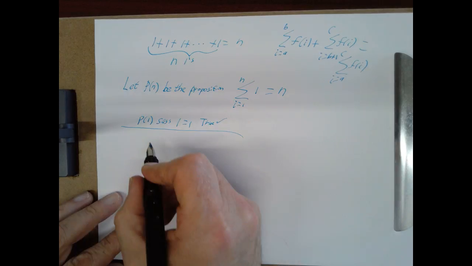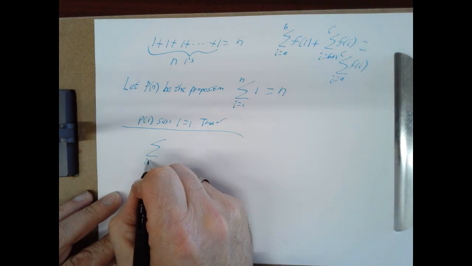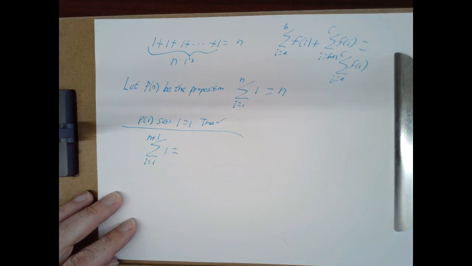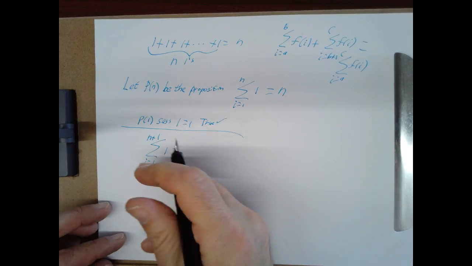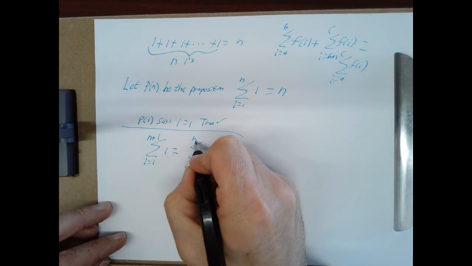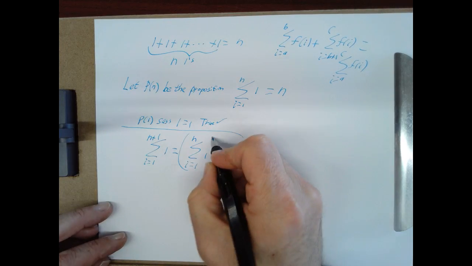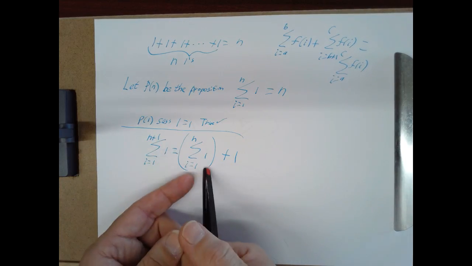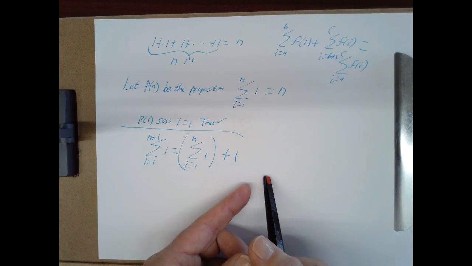So we can write the following. Sum from i equals 1 to n plus 1. Well, that's n plus 1 ones, right? This is just n ones plus an extra 1. That's just properties of the summation symbol. So if I want to add n plus 1s, it's the same thing as adding n 1s and then adding one more. Everyone agree with that?